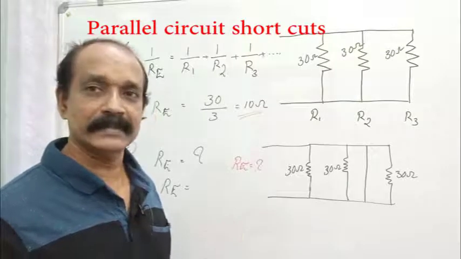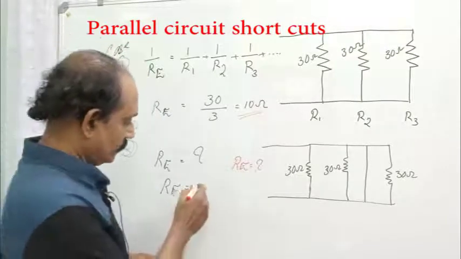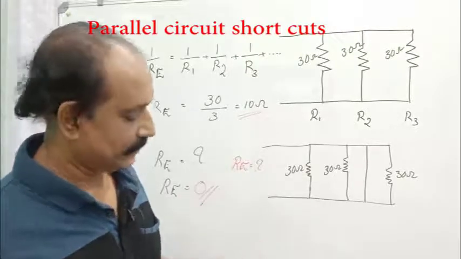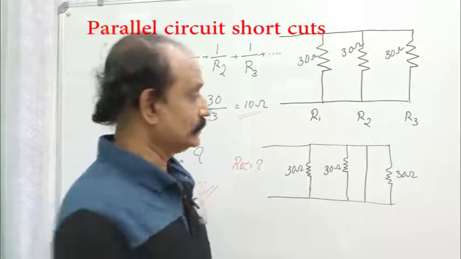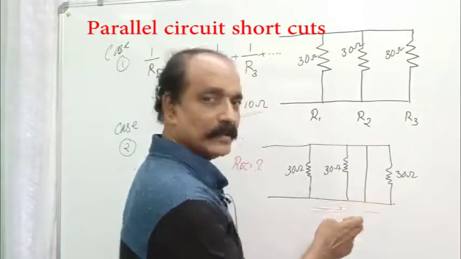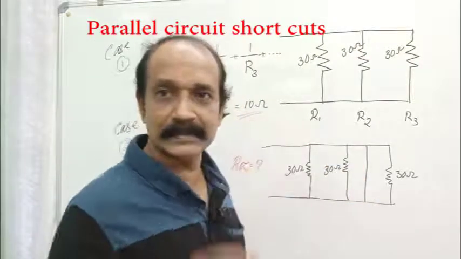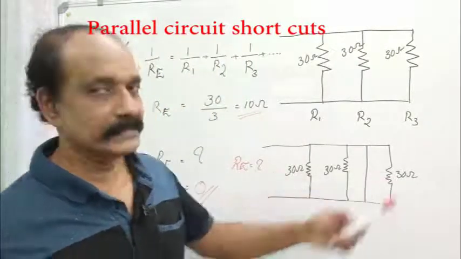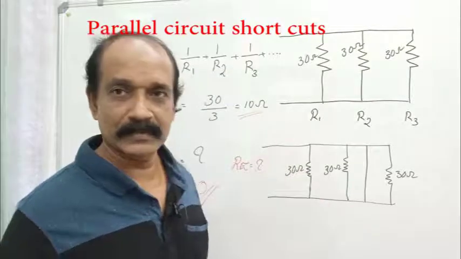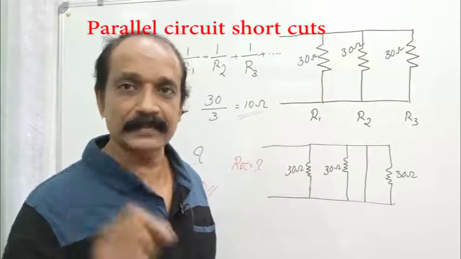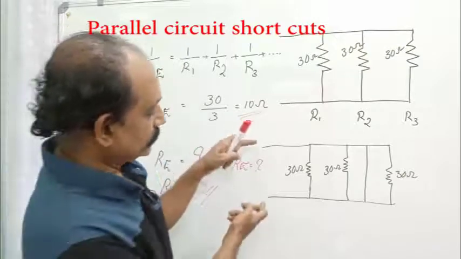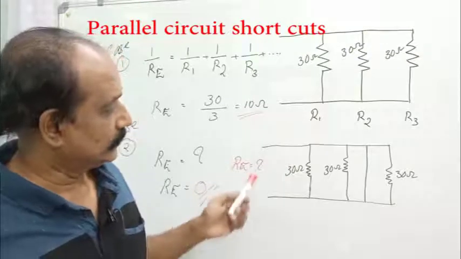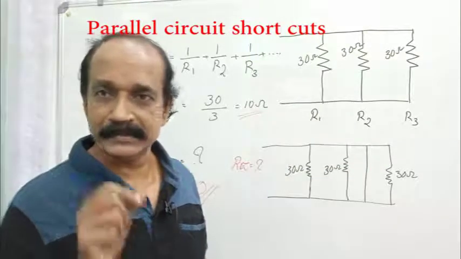The effective resistance is 0. Why? Here, there is an absolute short circuit from this point to this point. That is, 2 lines are connected using a wire. That means a short circuit. So, these resistors have no effect in the circuit. Current will always flow through the wire. So, when we measure these 2 points, we will get 0 resistance. So, effective resistance of this circuit is 0.